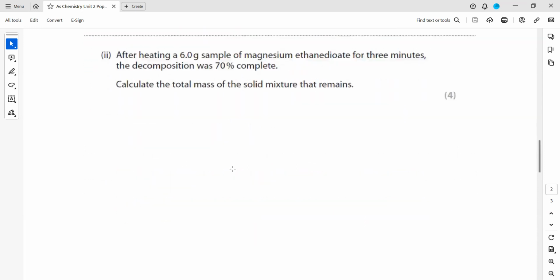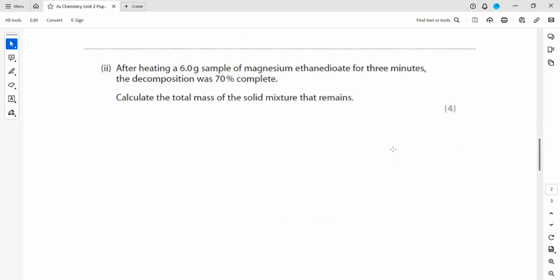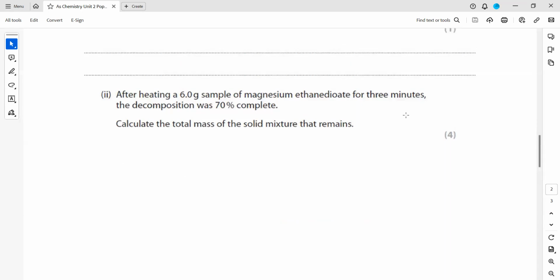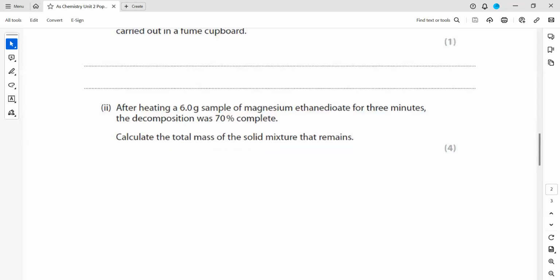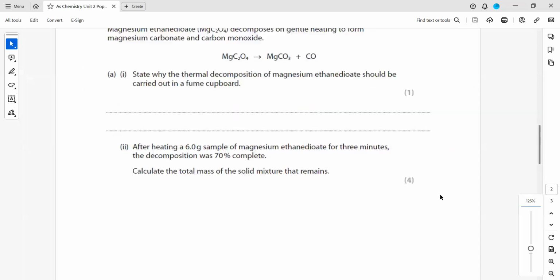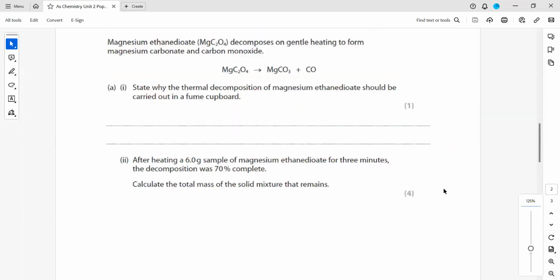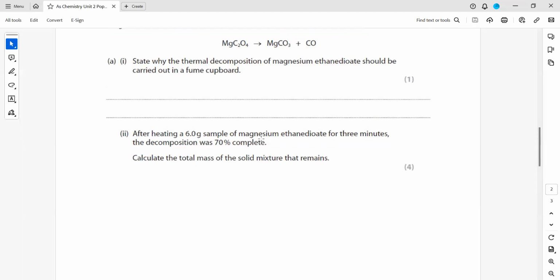After heating 6 grams of a sample of magnesium ethanedioate for 3 minutes, the decomposition was 70% complete. Calculate the total mass of solid that remains. So for this, we need the equation as well. For magnesium ethanedioate, 70% has decomposed.